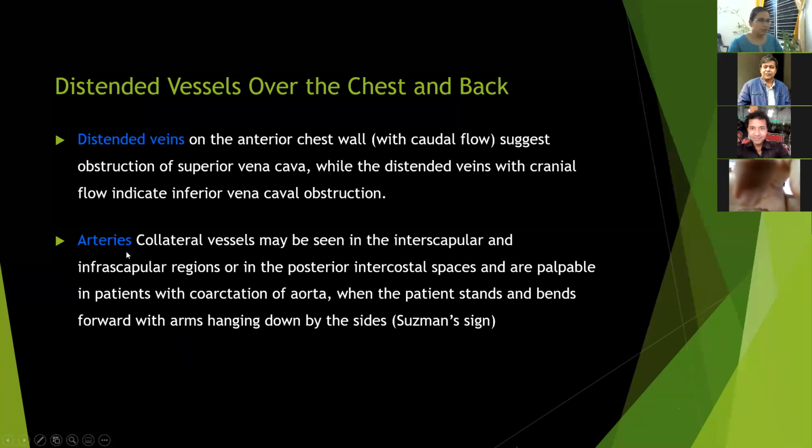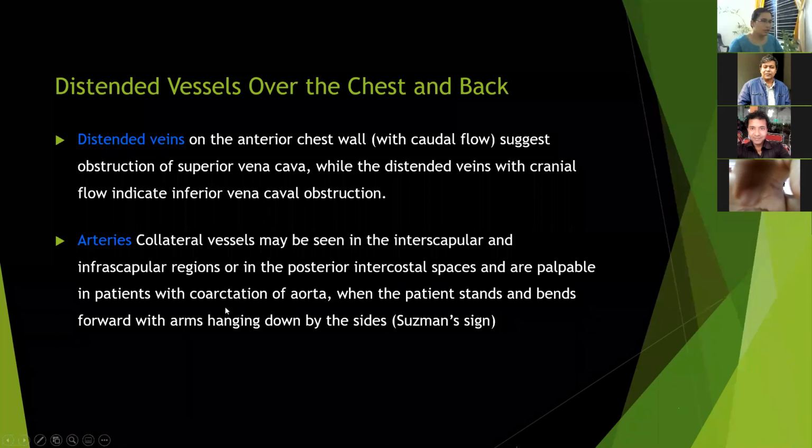Now you see arteries. Arteries or collateral arteries, where are these significant? If these are found on the back, that is in the interscapular region or the infrascapular region or in the posterior intercostal spaces, these are again significant in case of coarctation of aorta, because of the obstruction of the aorta after the subclavian artery, the aorta builds up abnormal collaterals.